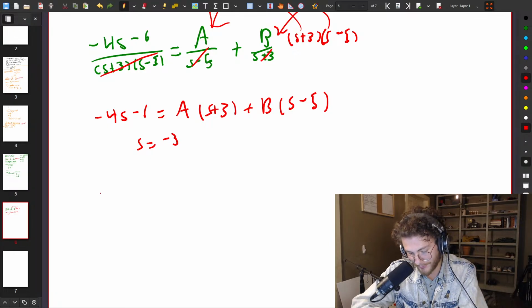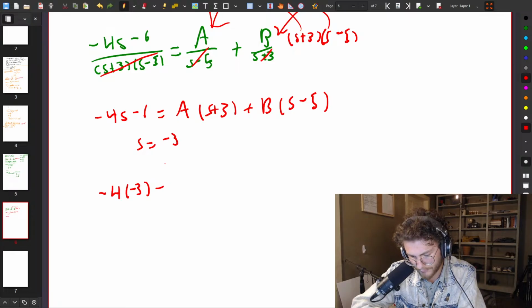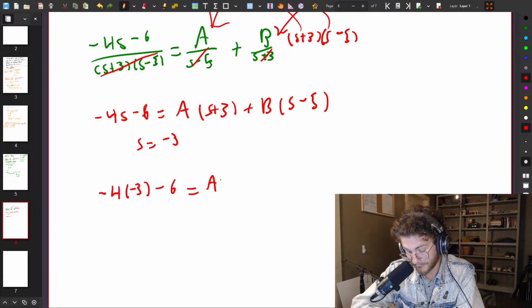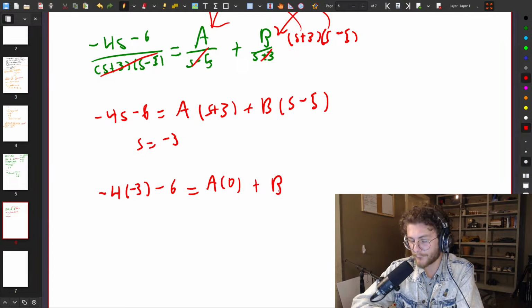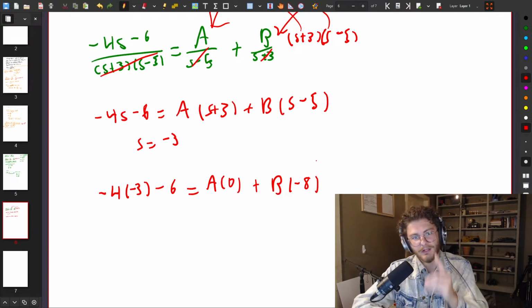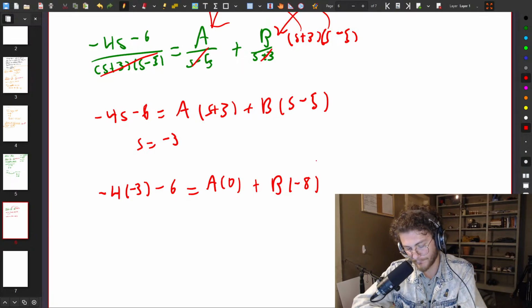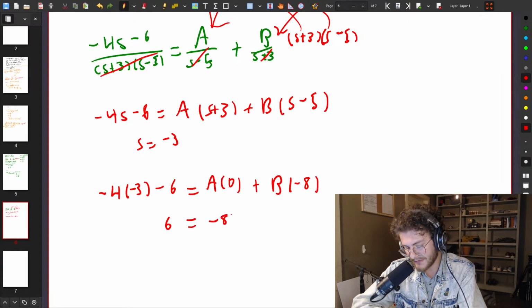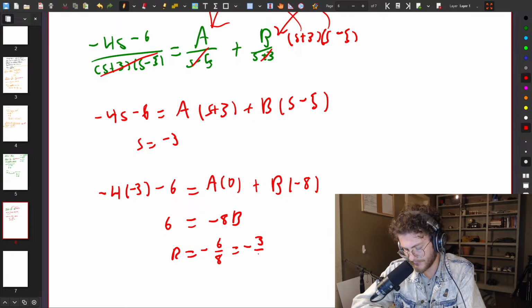Therefore, we're going to make it -4 times -3. We know what that means. Minus 6 equals A times -3 plus 3, plus B times -3 minus 5. We know the number. It's -8, not negative 10, which is going to help us out a lot here in a second. So negative 4 times negative 3 is positive 12, minus 6 is positive 6 equals negative 8B. And isn't it a beautiful thing? B is negative 6/8, which simplifies to negative 3/4.